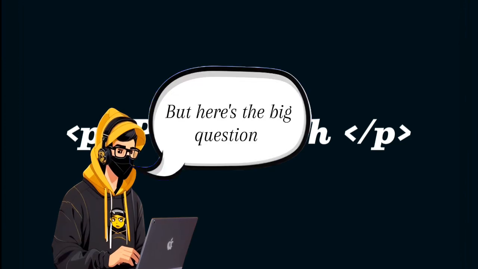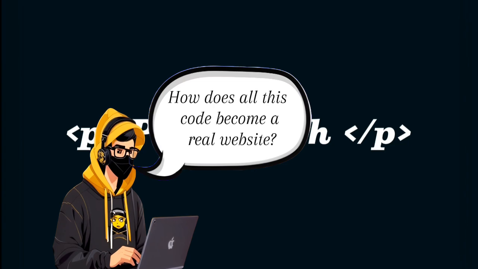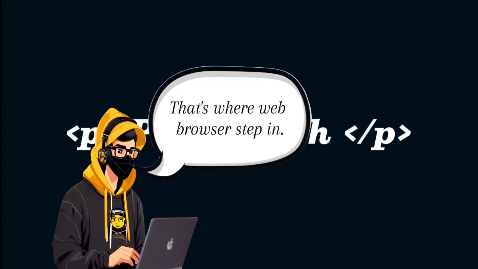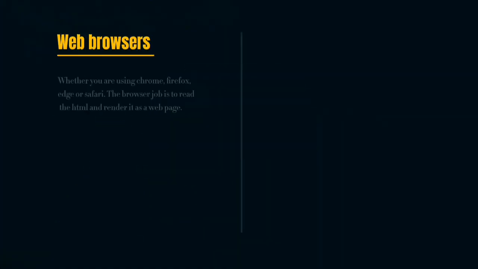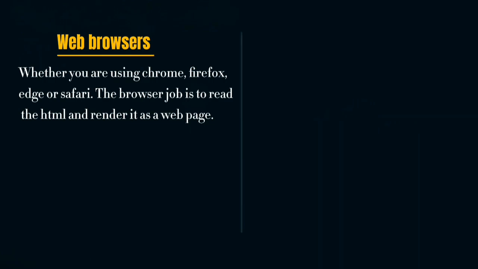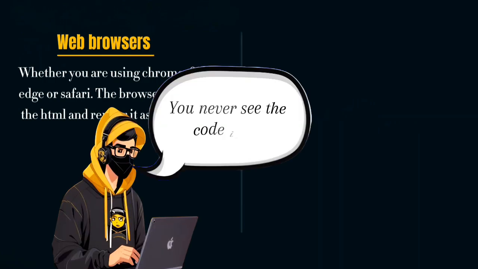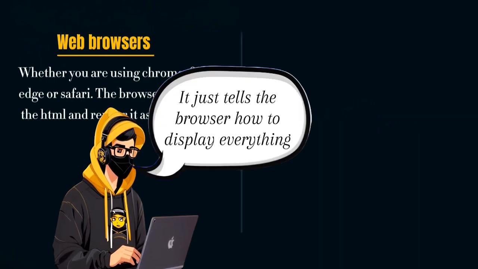But here's the big question. How does all this code become a real website? That's where web browsers step in. Whether you're using Chrome, Firefox, Edge, or Safari, the browser's job is to read the HTML and render it as a web page. You never see the code itself. It just tells the browser how to display everything.